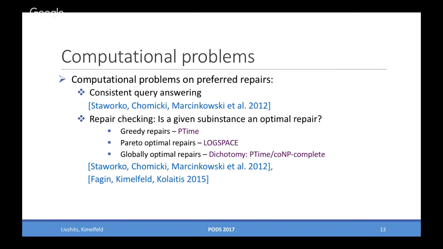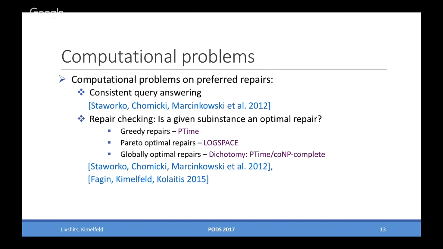All of the computational problems related to repairs are still relevant in this framework. For example, the problem of consistent query answering that was studied by Staworko et al. Another example is the problem of repair checking: is a given sub-instance an optimal repair? This problem was also studied by Staworko et al., and then Fagin et al. completed the dichotomy for globally optimal repairs.